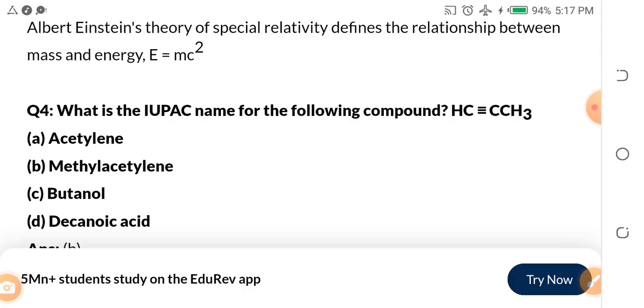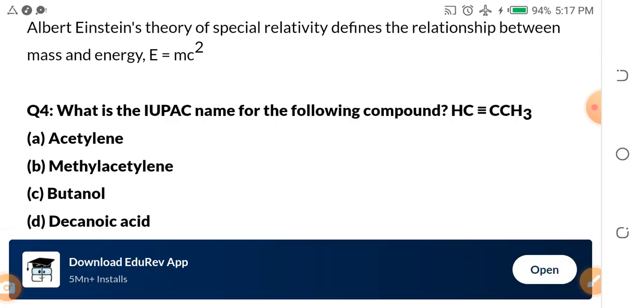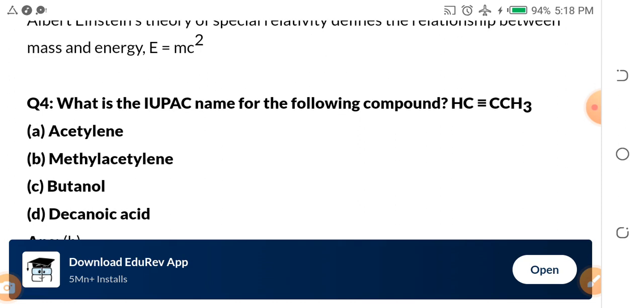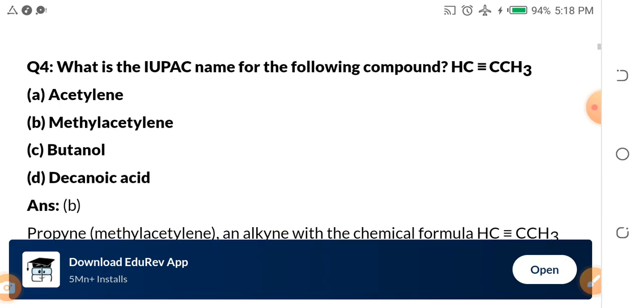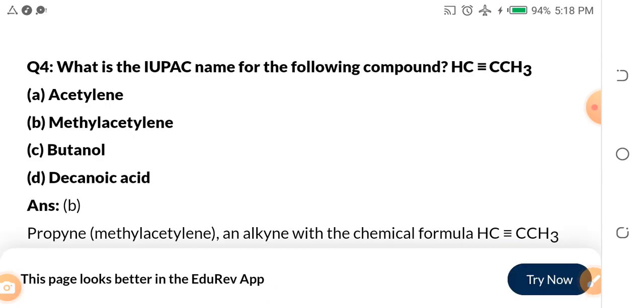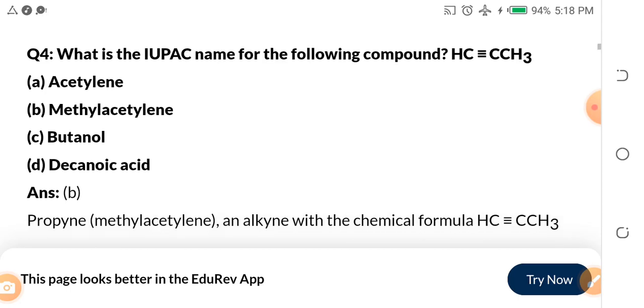IUPAC. We normally talk about IUPAC nomenclature. What is the IUPAC name of the following compound? HC, then this, you can see the compound in the screen. The IUPAC name is simple. Methylacetylene. This must be hydrocarbons. Okay.